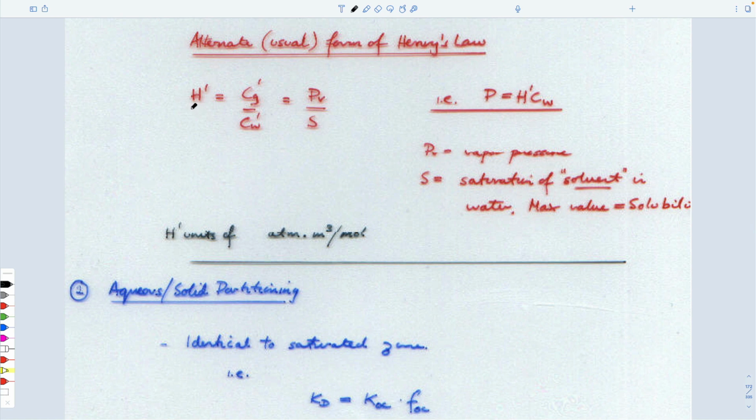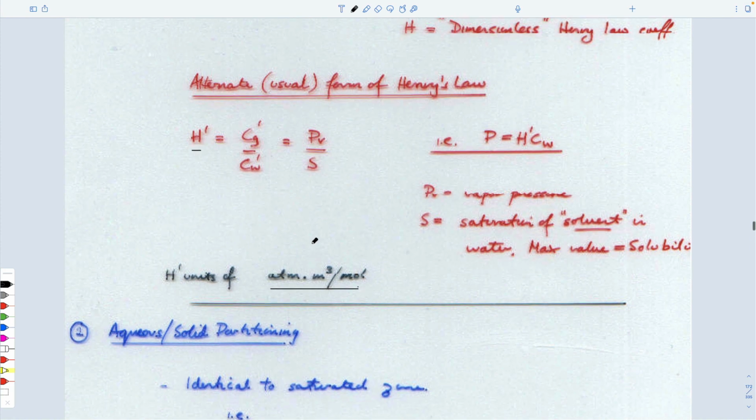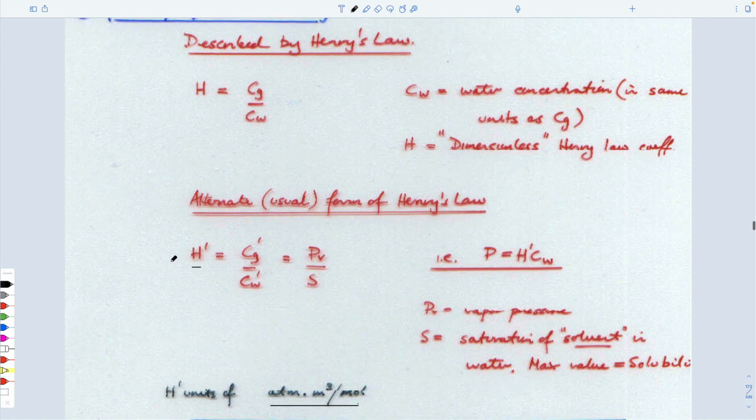And so this is one that you typically see in textbooks, and it's typically in units of atmospheres meters cubed per mole. So a bizarre set of units as far as I'm concerned. So what we'll try and do is reduce this Henry's law coefficient into the form that we see up above, this behavior, because it's much easier for us to use.